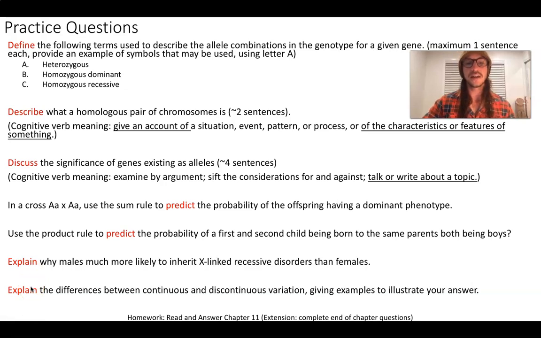Once you guys have finished that, and if you're feeling up to it, I know you might have a bit on at the moment, but there's an extension, and that is to complete the end of chapter questions once you've finished reading chapter 11.